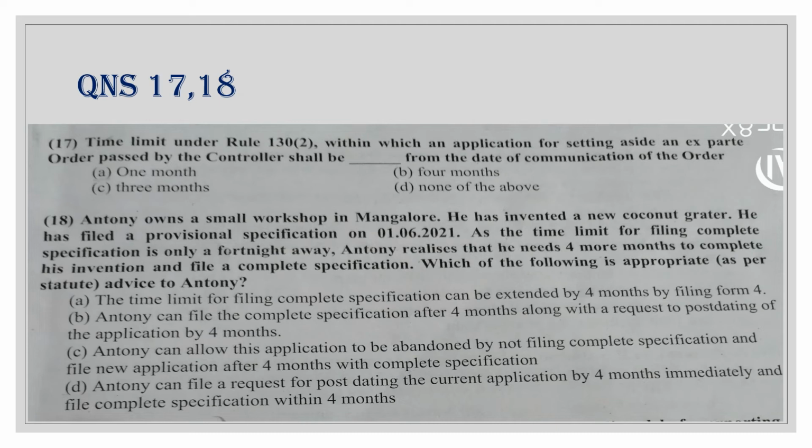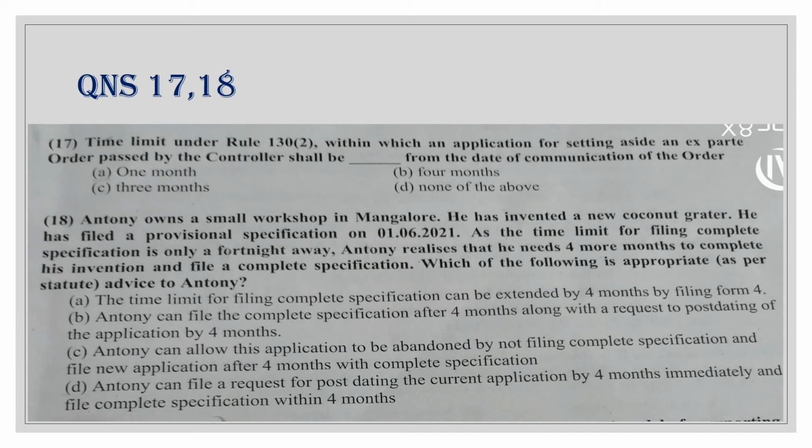Fine. Next one is question number 18. Anthony owns a small workshop in Mangalore. He has invented a new coconut grater. He has filed a provisional specification on 1st June 2021. As the time limit for filing complete specification is only a fortnight away, Anthony realizes that he needs 4 more months to complete his invention and file a complete specification. Which of the following is appropriate as per statute advice to Anthony?